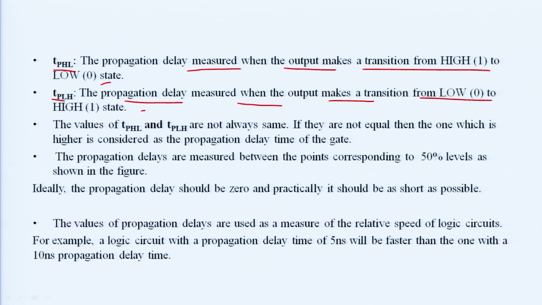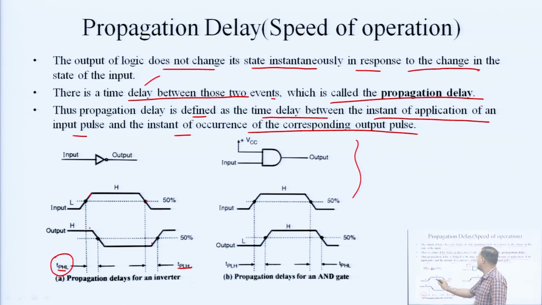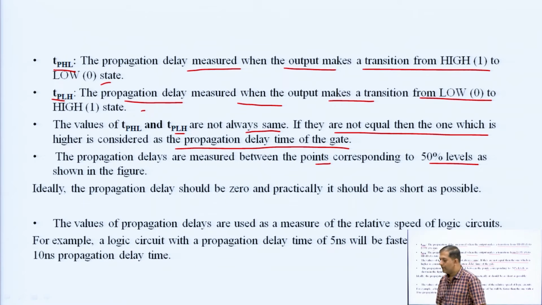Okay. The values of TPHL and TPLH are not always the same. If they are not equal, then the one which is higher is considered the propagation delay time of the gate. Okay. The propagation delays are measured between the points corresponding to the 50% level as shown in the figure. You can check it out. We have taken the 50% level and with respect to that we have designed it.